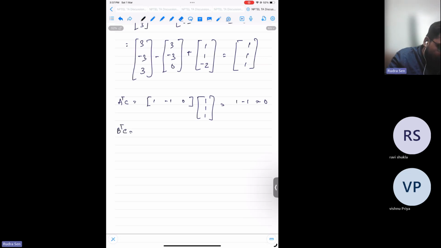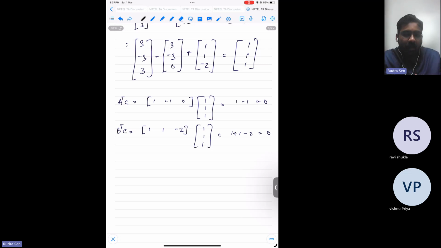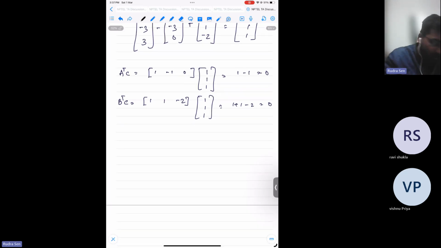And then the next check is B transpose c. So what is B? 1, 1, minus 2, and this is 1, 1, 1. So this is 1 plus 1 minus 2, this is 0. So that means A, capital B, and capital C are all orthogonal. Now we need to transform these into an orthonormal set. We need to divide each vector by its length so that we get a unit length vector.